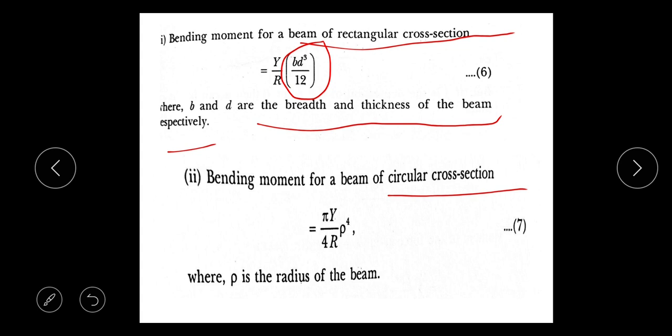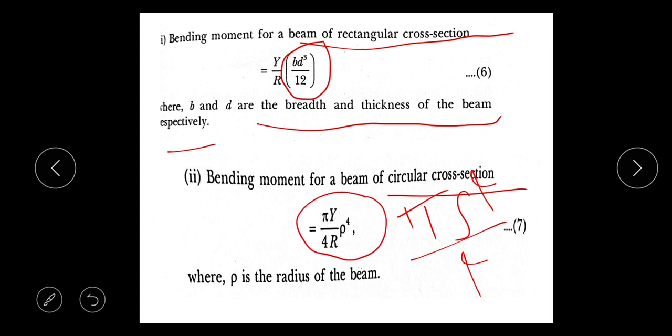So for circular cross section, we write Ig as pi rho to the power 4 divided by 4. It is given here. Y by R is constant, remaining terms we have to substitute, where rho is the radius of the beam. So according to the shape and dimension of the beam, the bending moment formula changes.